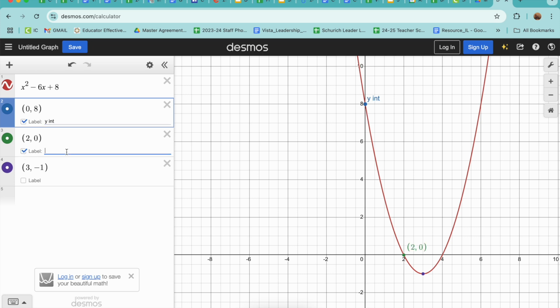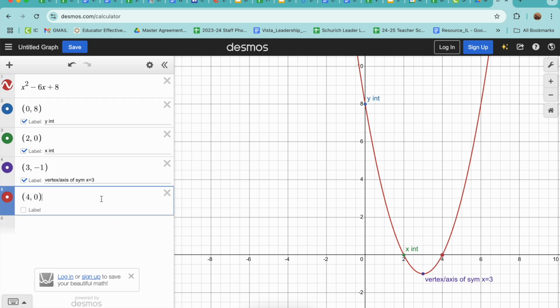2, 0 is one of our x-intercepts. 3, -1 is another x-intercept. Oh, sorry, I lied. That's not an x-intercept. That is our vertex. And the x value is our axis of symmetry. So the vertex is the full point, 3, -1. The axis of symmetry is x equals 3. So it tells us two things for the vertex. And then our last one I didn't label for 0 is another x-intercept.